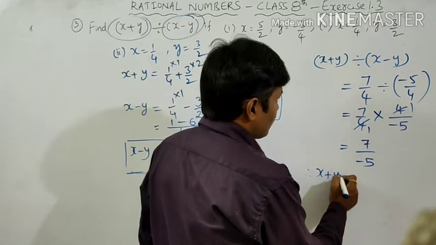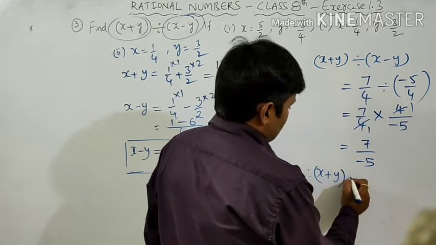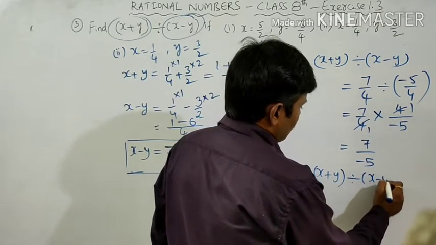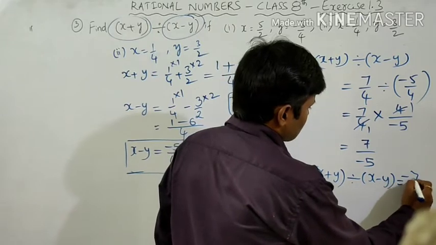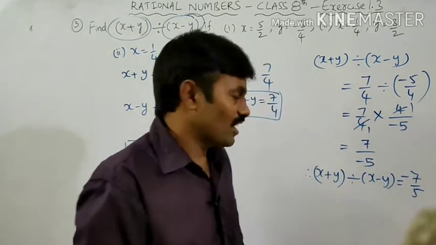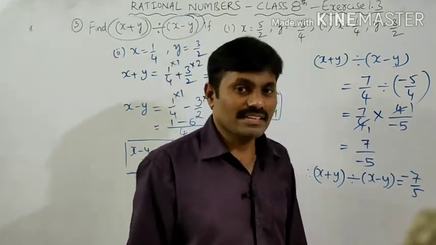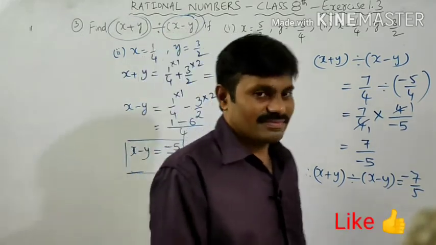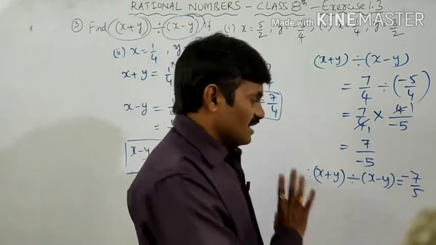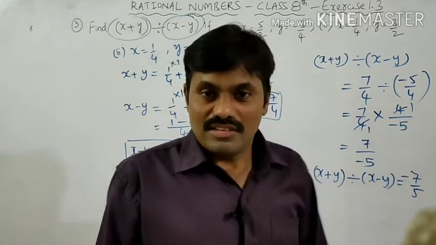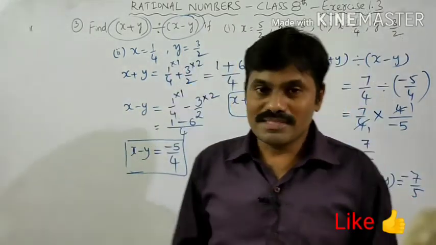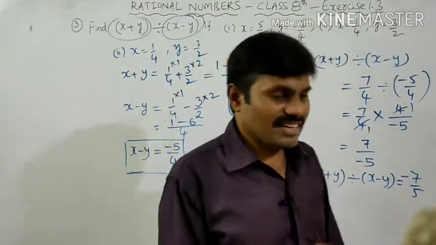Therefore, x plus y divided by x minus y value is how much? Minus 7 by 5. What is the value of x plus y divided by x minus y? Minus 7 by 5. Is it clear? So in this way, how to solve this type of problems?